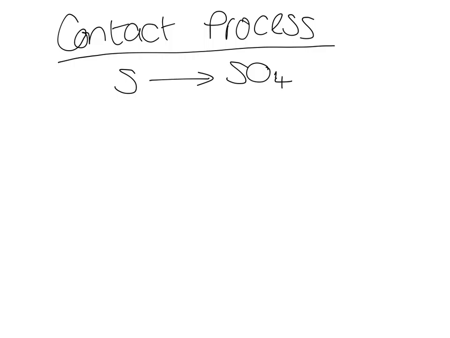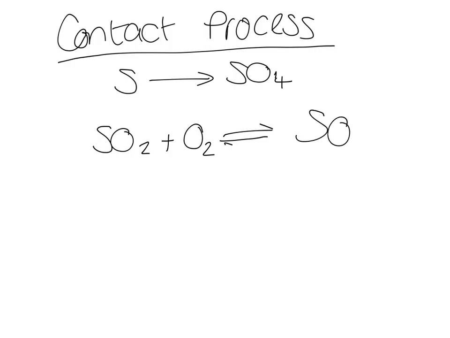Sulfur dioxide is one of the steps, and that's the one we're going to focus on. This is the one that uses sulfur dioxide reacting with oxygen to give us sulfur trioxide. We need to put in a couple of balancing numbers here. These are all gases.